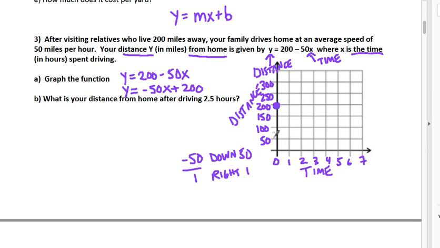Okay, so our y-intercept is 200. Put a dot on the y-axis at 200. And then our slope says we're going to go down 50 to the right 1. So if I go down 50, that would be here, to the right 1, down 50, to the right 1, down 50, to the right 1, down 50, to the right 1. So that's our line.